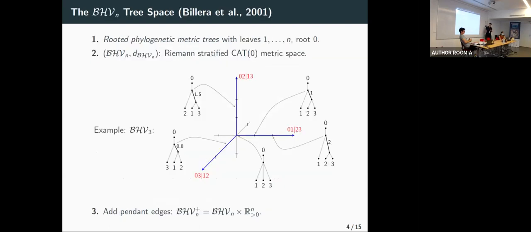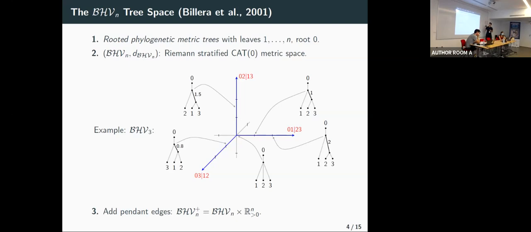All right, so a quick wrap up. There are existing tree spaces. The most popular one is the BHV tree space. And again, as a quick recall, it takes the rooted phylogenetic trees with leaves 1 to n and root 0. And it's basically, as Tom already pointed out, essentially an embedding of all those phylogenetic trees into a very high dimensional Euclidean space. And then you take the induced Euclidean geometry on this stratified subset, and you will obtain a very nice metric space where you have the ability to compute geodesics in O(n^4).